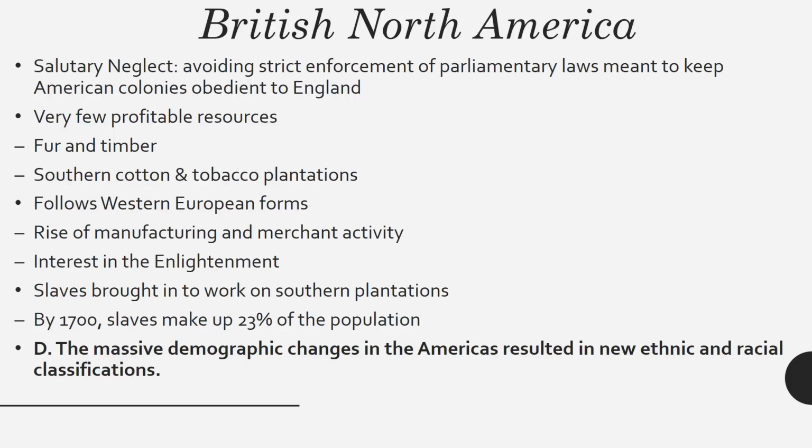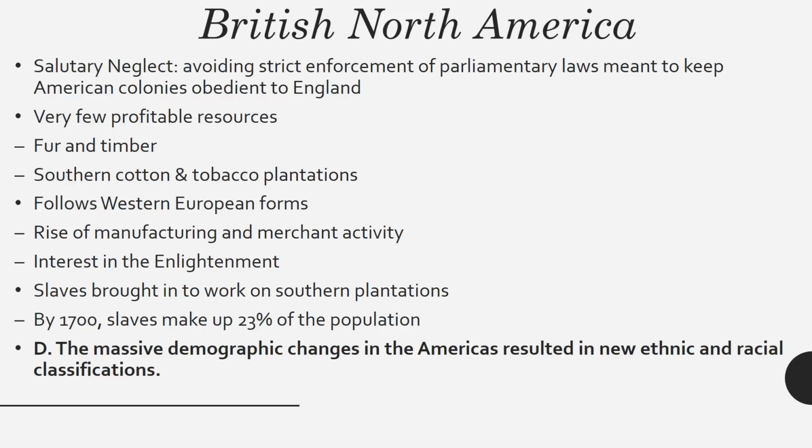Very few profitable resources. The two that are in North America that are really heavily profitable: timber, because we're outsourcing all of the timber now. We've kind of destroyed enough of it over in Europe where there's not that much to go through anymore. And fur, of course, animals. In the South, we start seeing the rise of cash crops like cotton and tobacco. They're going to follow other Western European forms of rule when it comes to treatment of natives or rising of different activities like manufacturing, merchant activity with trade, both local and external. And then, of course, interest in the Enlightenment will be really important for our founding fathers. So we know that's coming up around the corner with natural rights and all that kind of stuff.